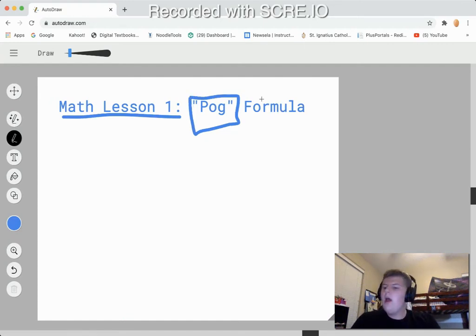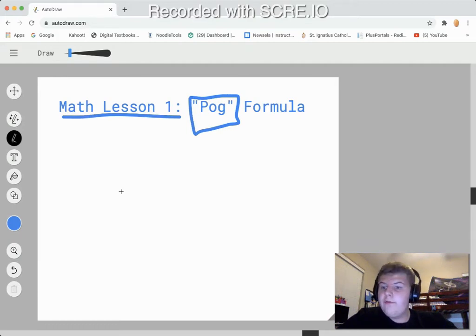It's actually something else. But before I do tell you about the formula, let me talk to you about the origins of the POG formula. So the POG formula was founded around 4 weeks ago in a math class. And this equation, this formula, helps you determine whether you can or can't solve any equation. So if you have any equation, it's just anything, the POG formula will help you out. So without further ado, let me teach you guys about the POG formula.